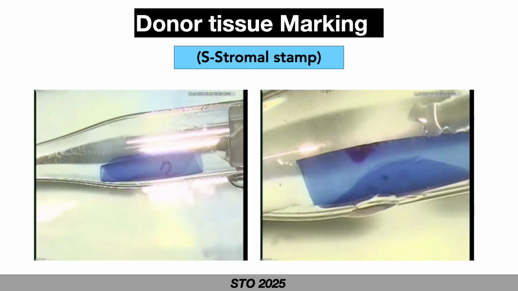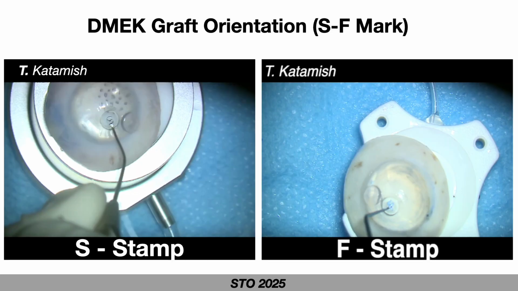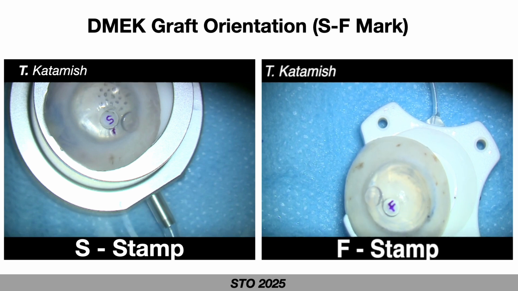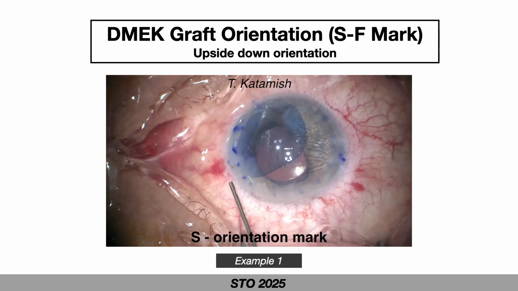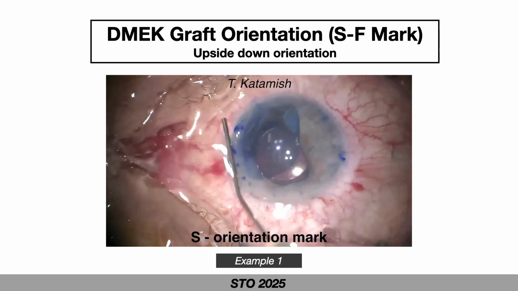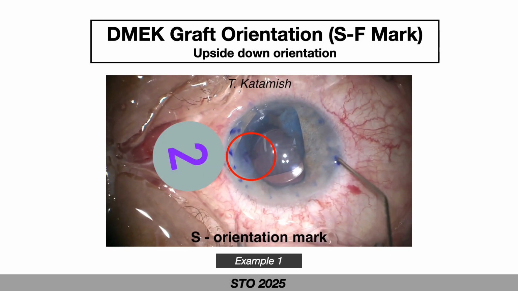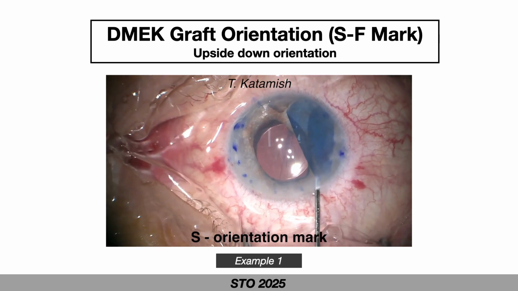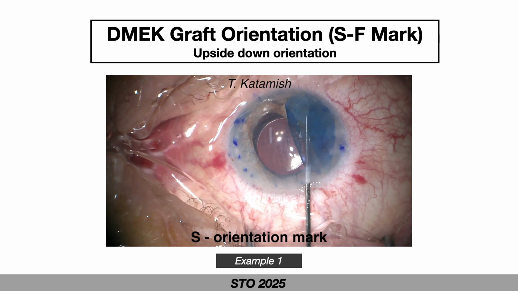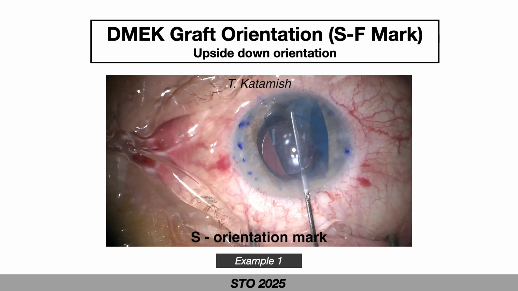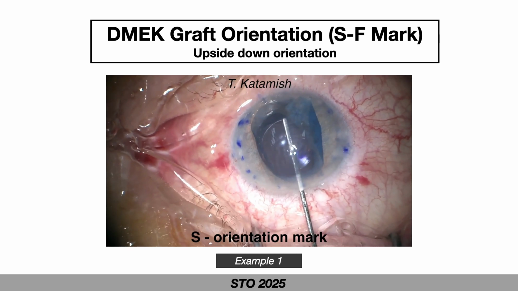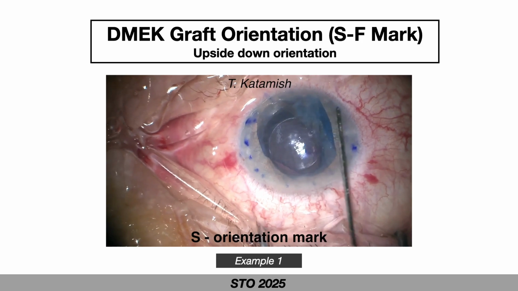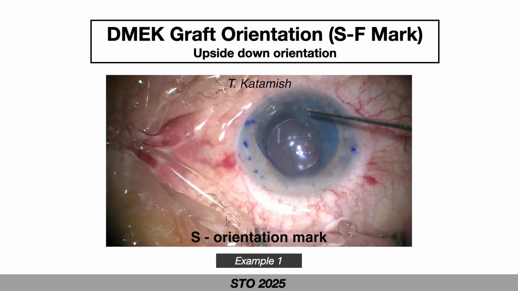This is an example of S mark. This is how we do the S stromal stamp after making a stromal window, and how to do the F stromal stamp. You see, this is 2, not S. So this is an inverted graft. You have to flip the graft over, and you have to be careful in flipping, and then you will find now that the letter is S.